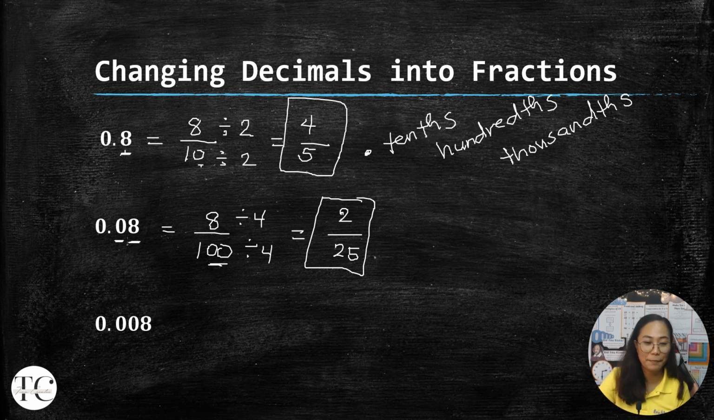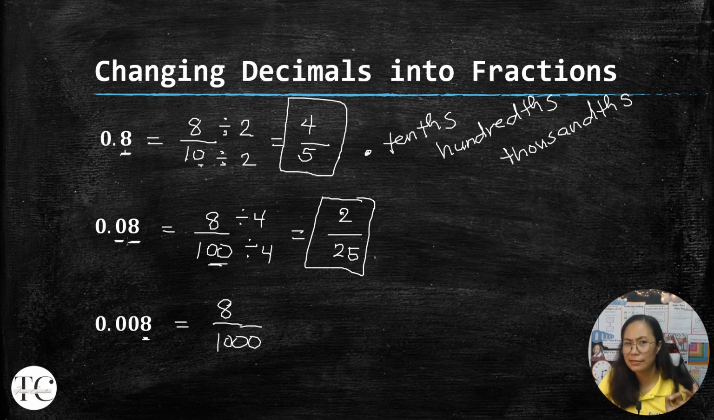Let's have the last one. So we have here 8 thousandths. So writing that into a fraction, we will have 8 over 1,000. Okay, to double check, we have 3 zeros in our denominator. And the numbers that we have after the decimal point, there are 3 numbers in there. So we got 3 zeros also.